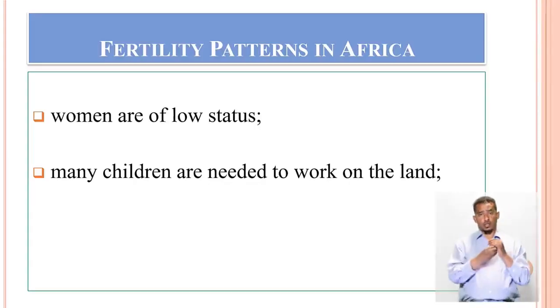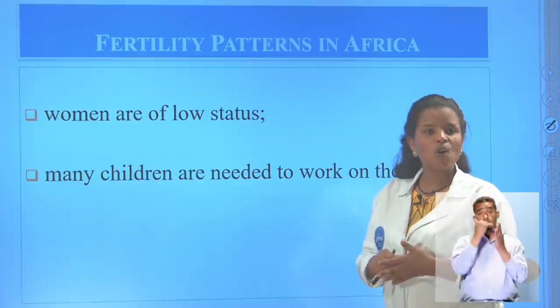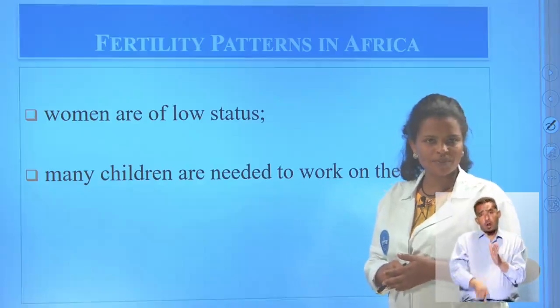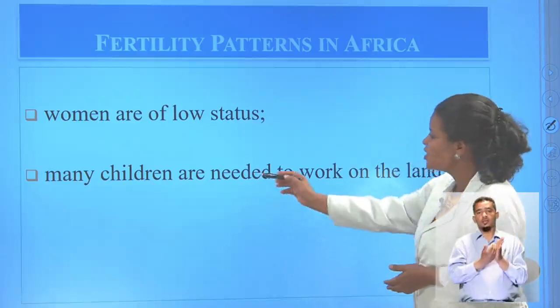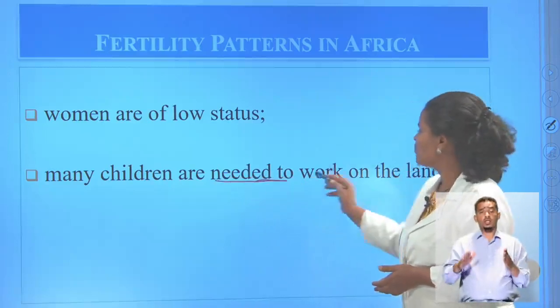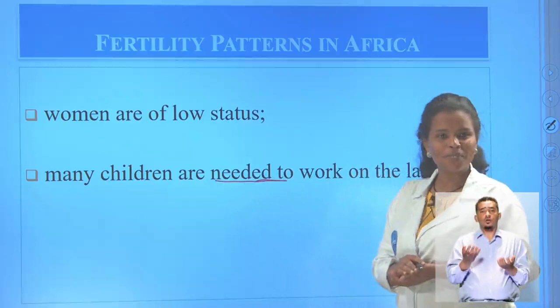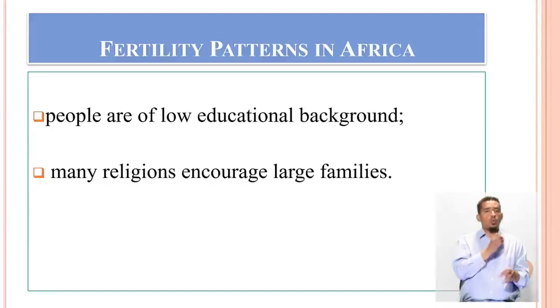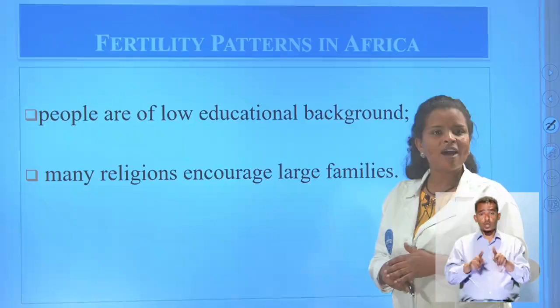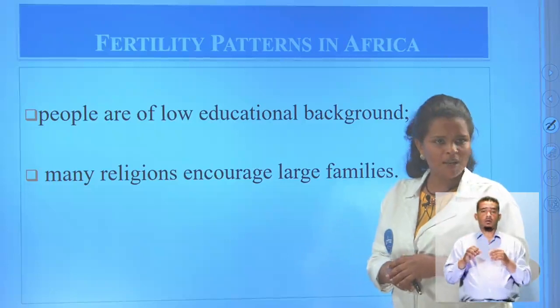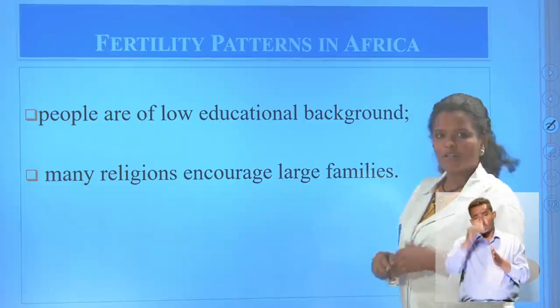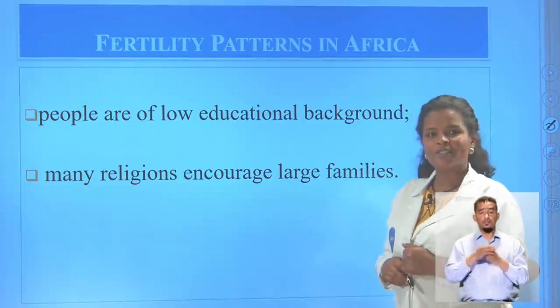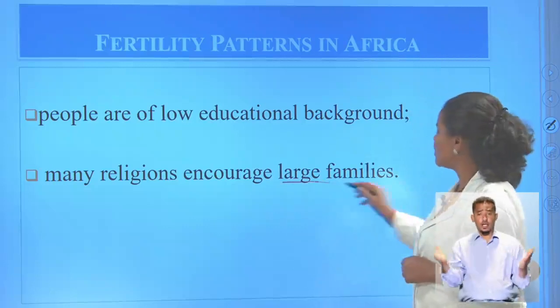People are also poverty stricken, and another reason is the women's education status, which is low. Also, many children are needed for different purposes, for example, to work on land. In general, people of Africa mostly live in rural areas since they have a low educational background. And also, many religions encourage large family size.